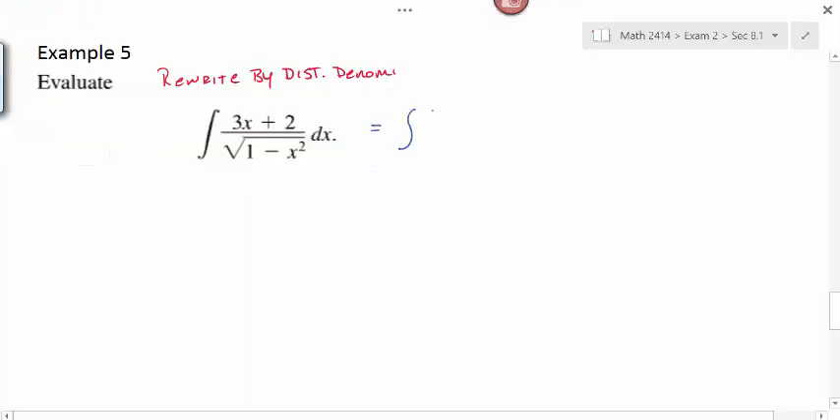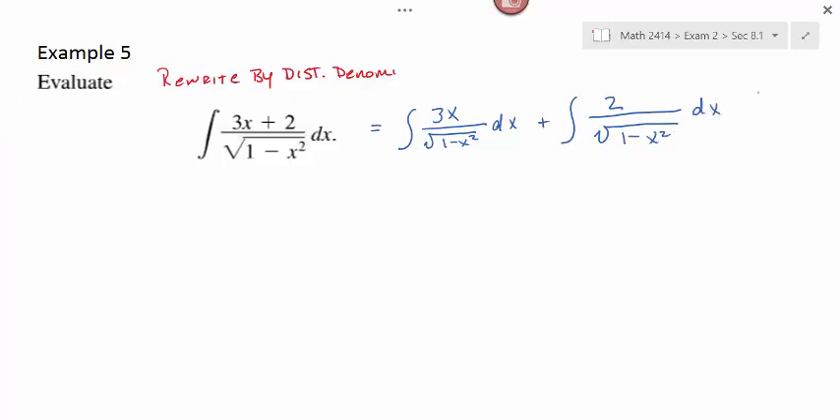This will give us the integral of 3x over the square root of 1 minus x squared dx plus the integral of 2 over the square root of 1 minus x squared dx. I can pull that 2 out if I want, and over here I can do a u substitution. So we're going to work these problems separately as if they were two separate integrals at this point.